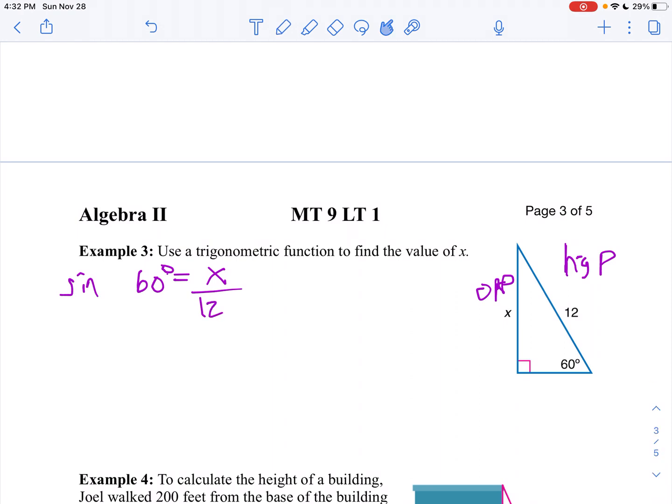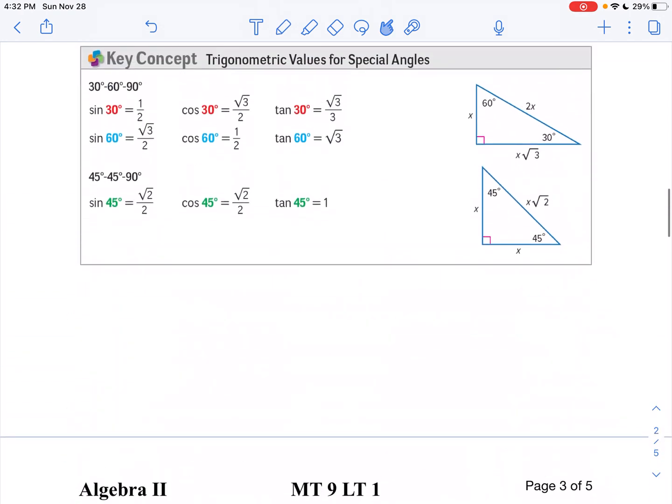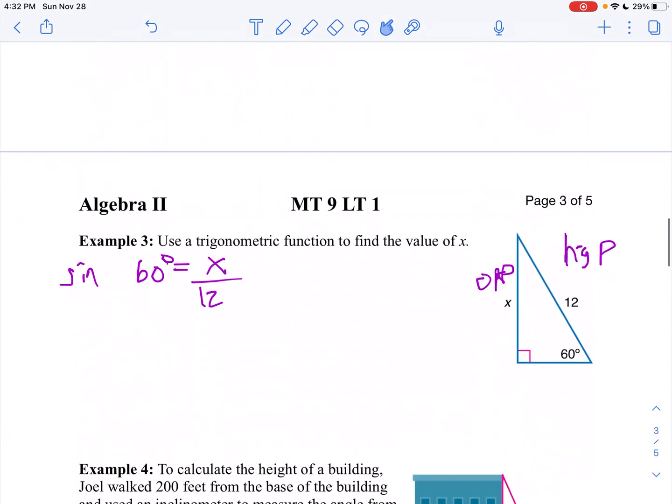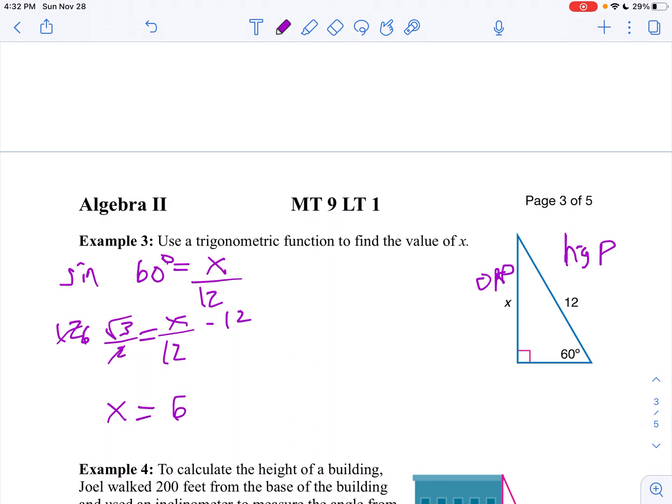Well, if I look at my chart here, the sine of 60 degrees is the square root of 3 over 2. So instead of saying the sine of 60 degrees, I'm going to say the square root of 3 over 2 equals x over 12. Well, to solve for x, I multiply both sides by 12. And then 2 goes into 12 6 times. So x is 6 times the square root of 3. That's using your trig functions.